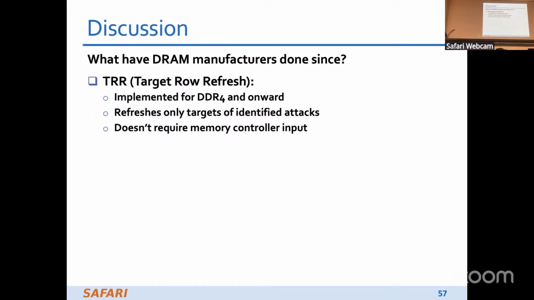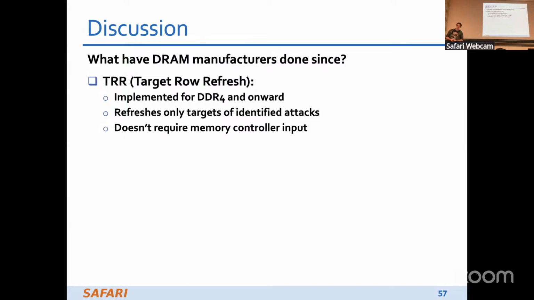So one of the things they have introduced is TRR, target row refresh. It was implemented for DDR4 and onward. And what it does is it refreshes only target rows that are being identified as under attack. It does this fully in the memory, so TRR is only implemented inside of the memory by memory manufacturers and was one of their first attempts to mitigate this problem in DDR4. And it doesn't require any cooperation with the memory controller and the CPU due to being isolated to memory.